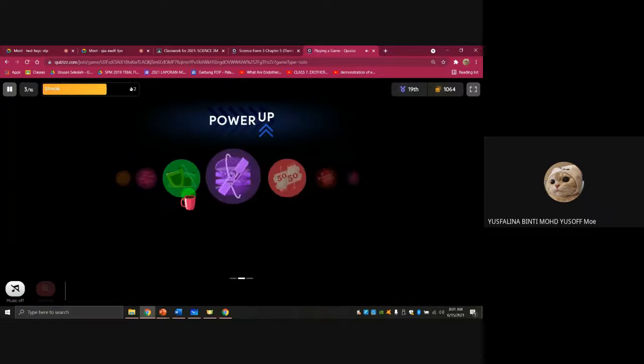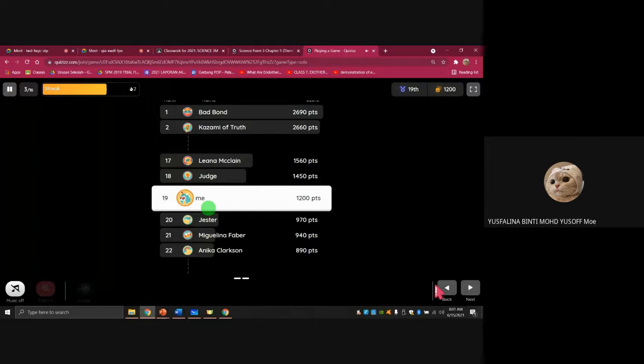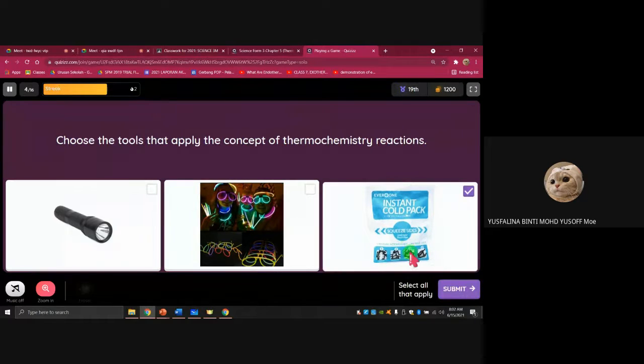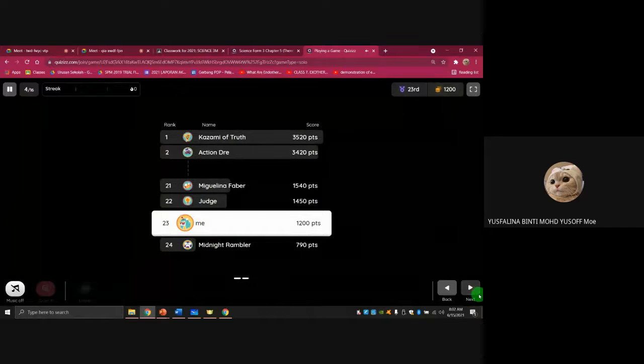So when you put the hot pack here, it will expand, right? So it means that more blood can flow. Okay. So choose the tools that apply the concept of thermochemistry reaction. So for this one, I would like to call Chu Yi Wen. The concept of thermochemistry reaction. So which one? Third one, instant cold pack. Okay. So for this one also uses thermochemistry. Okay, so it absorbs the energy.